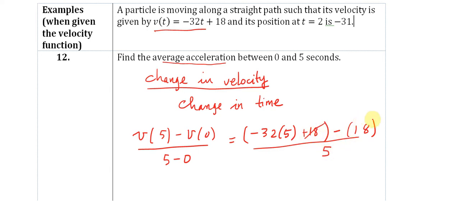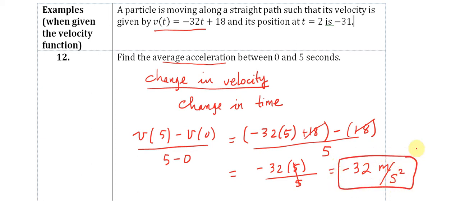So we work that out. We know that the 18s are going to cancel. What we have left here is negative 32 times 5 divided by 5. So what we're left with here is just negative 32. And our units here would be meters per second per second. So another way to say that is meters per second squared.